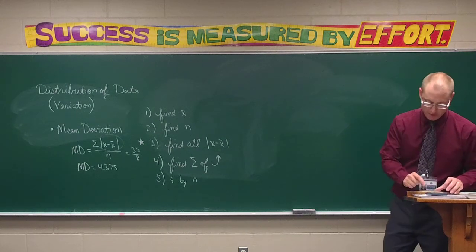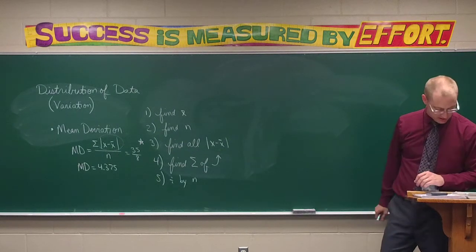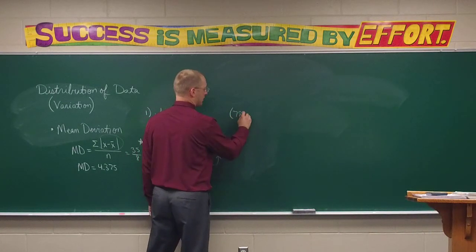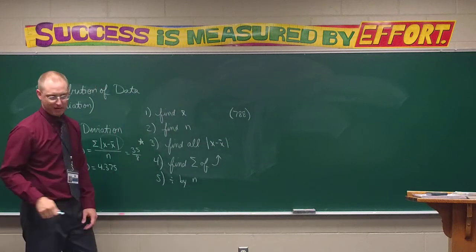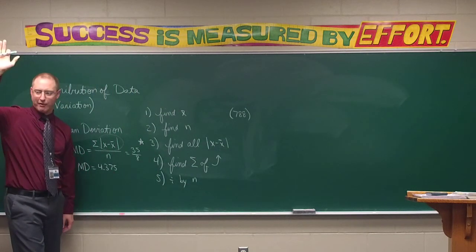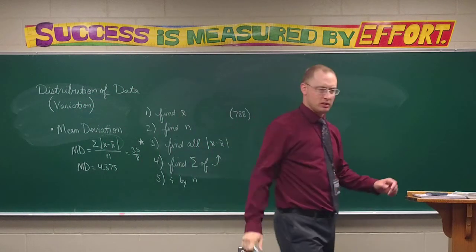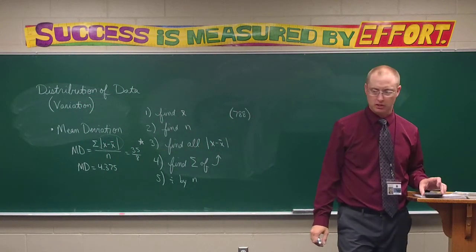And what is the average number of bicycles? 788. That's the average number of bicycles. How many had 788 for the average number of bicycles? All right, questions? Anyone having issues with the calculator?